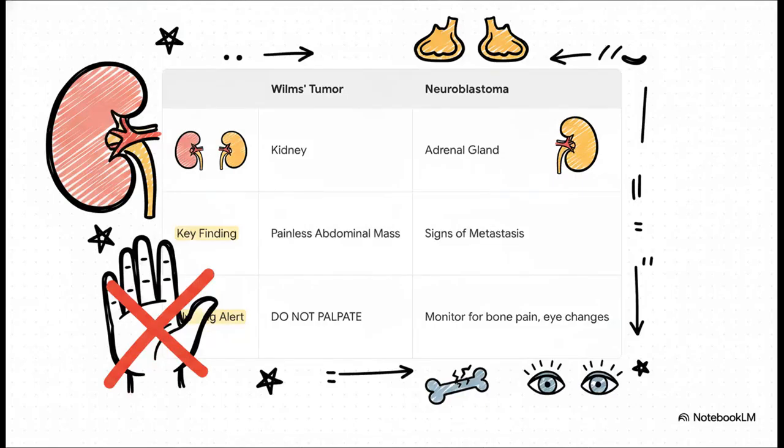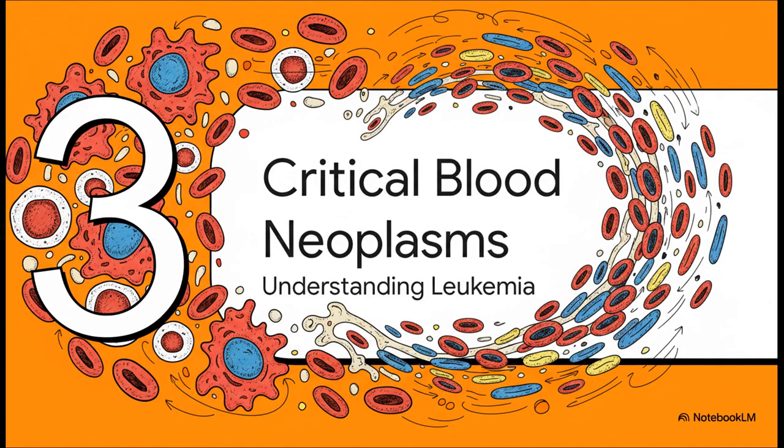So, this table gives you a really clear side-by-side comparison. Let's break it down. For Wilms tumor, you're thinking kidney, and the big nursing alert is do not palpate. For neuroblastoma, you're thinking adrenal gland, and you're on the lookout for those metastatic signs, especially bone pain and those eye changes. Okay, let's shift gears now.